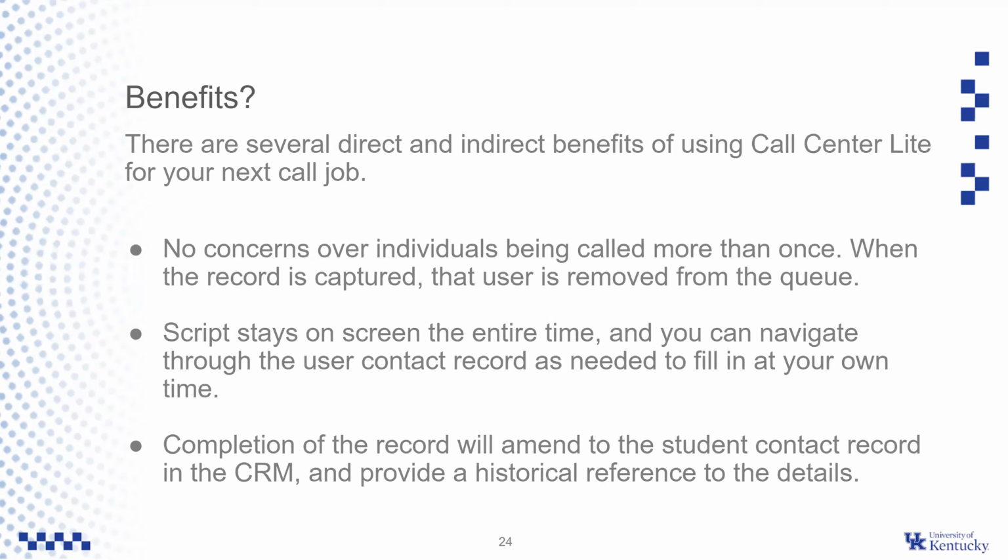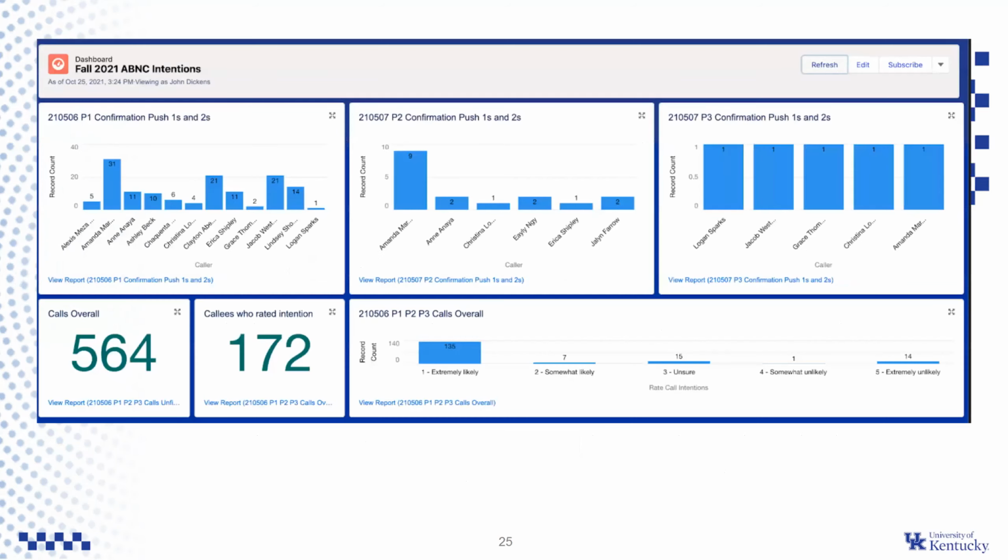And the completion of this record will be appended to the student contact record in the CRM. So this provides a historical reference to that call campaign. You could probably look through some of the undergraduate students that were around last year during that spring semester and see a detail of the call job that we used for their general welfare check and have a record of that in the student contact in the CRM.